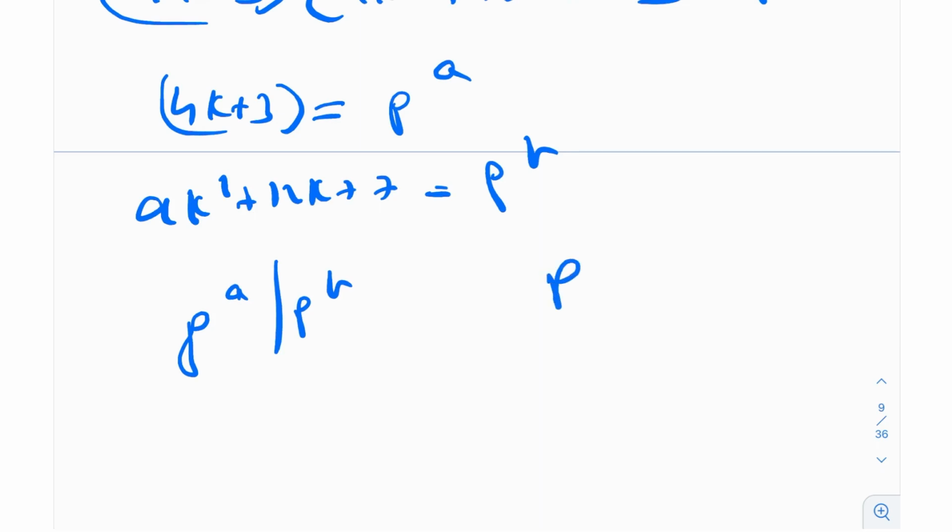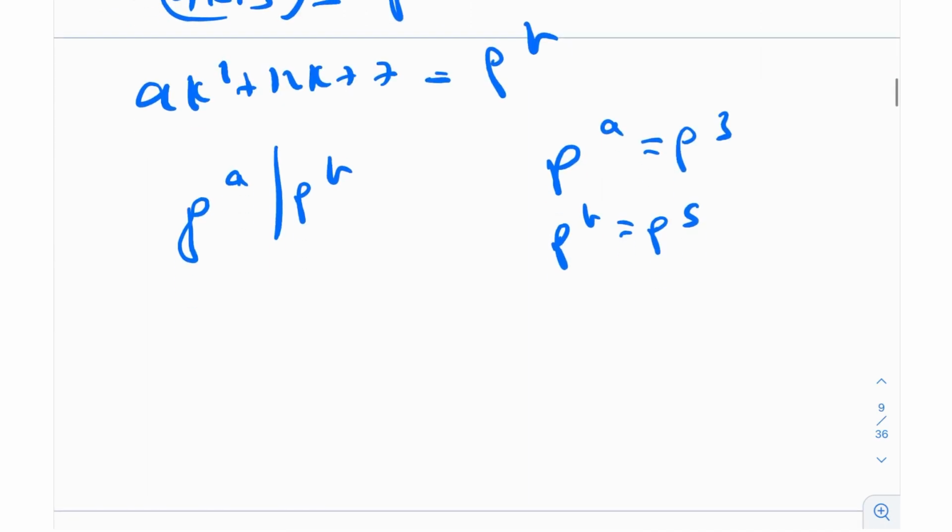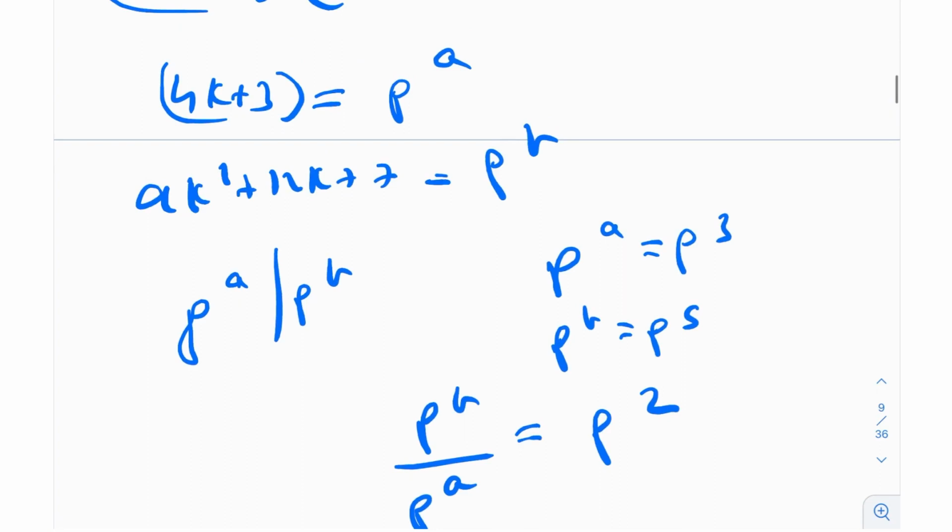For example, if p^a is, let's say, p cubed, and p^b is p to the power 5, then obviously p^a divides p^b, because p^b divided by p^a is p squared, b minus a, 5 minus 3 is 2. So essentially, the smaller quantity among these two will divide the larger quantity.